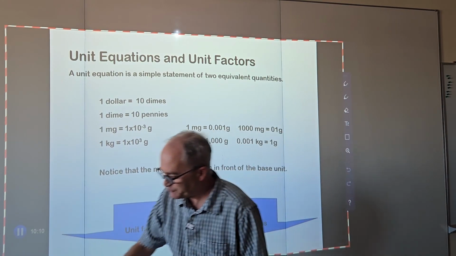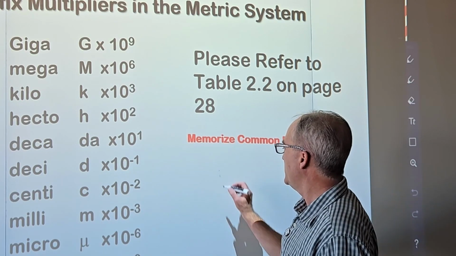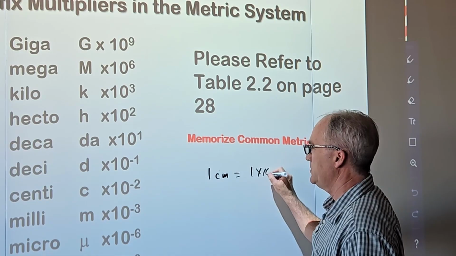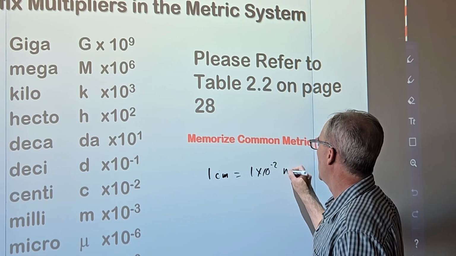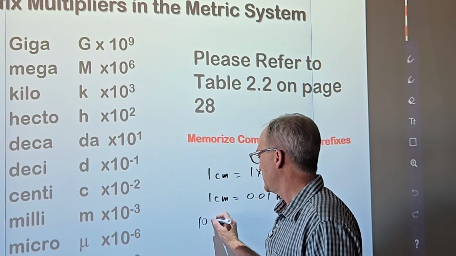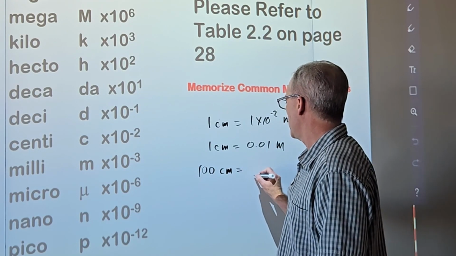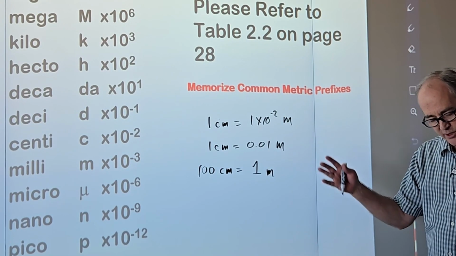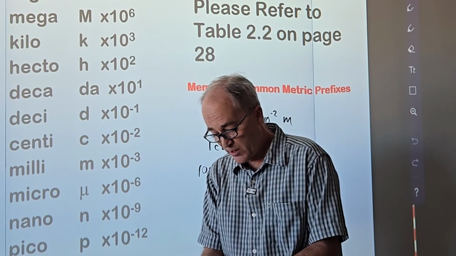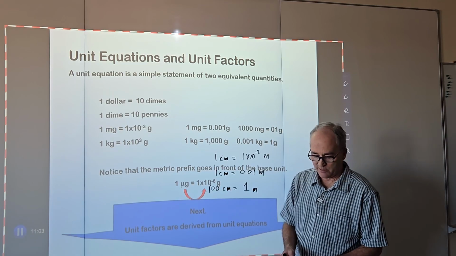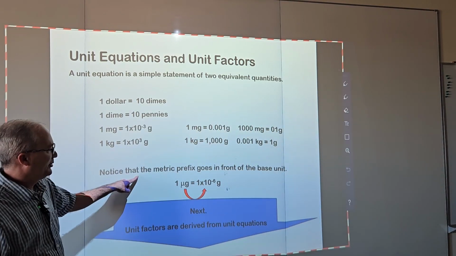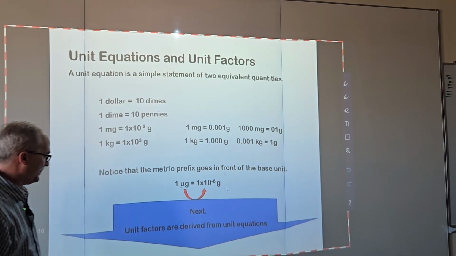Let me just back up and see if we can make sense of this one here. 1 centimeter is equal to 1 times 10 to the negative second meter. And if I don't like that fraction, I multiply both sides appropriately and get 100 centimeters, 1 meter. So this and the milligrams, if you have that in the back of your mind when you put together some of these unit factors, it'll help you from getting tangled up and getting the wrong answer. All right, so the metric prefix goes in front of the base unit.